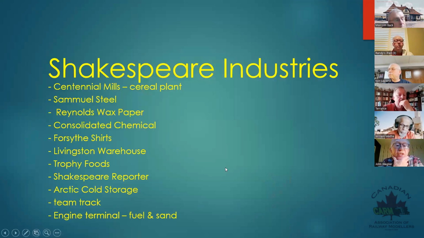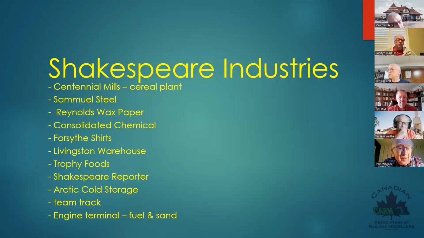There's the industries in Shakespeare. The big one that you saw there is Centennial Mills, a cereal plant. There's a Samuel Steel distributor, which isn't really built yet, but has a spur. Reynolds Wax Paper might get changed. Consolidated Chemical, Shirt Factory, Livingston Warehouse, you can always find things to take to a warehouse. Shakespeare Reporter is the newspaper plant downtown. Arctic Cold Storage. Of course, the team track. The engine terminal gets fuel and sand delivered occasionally.